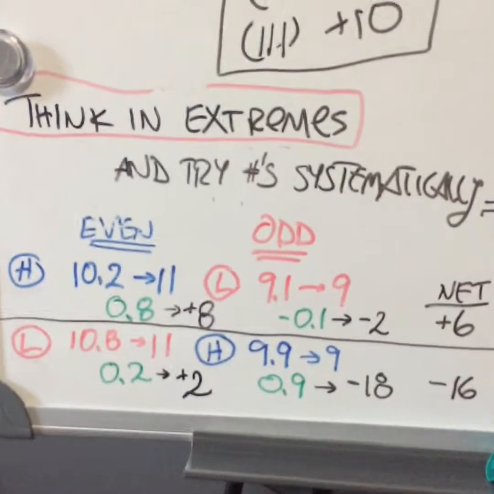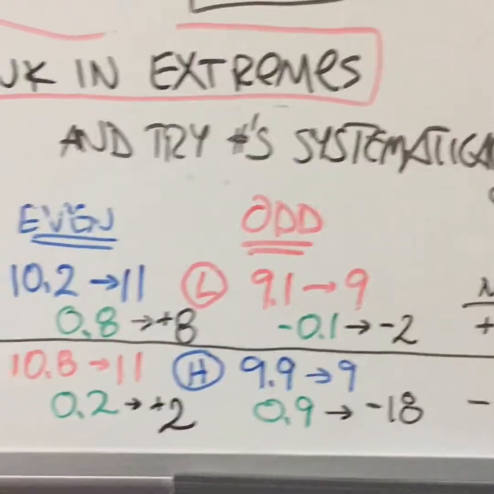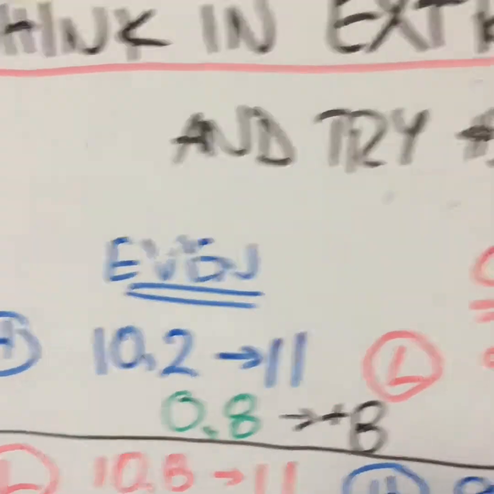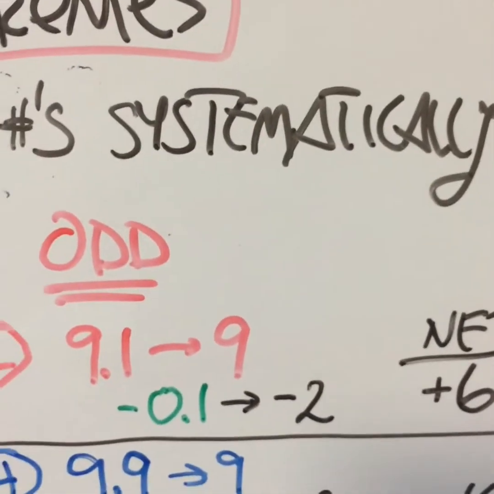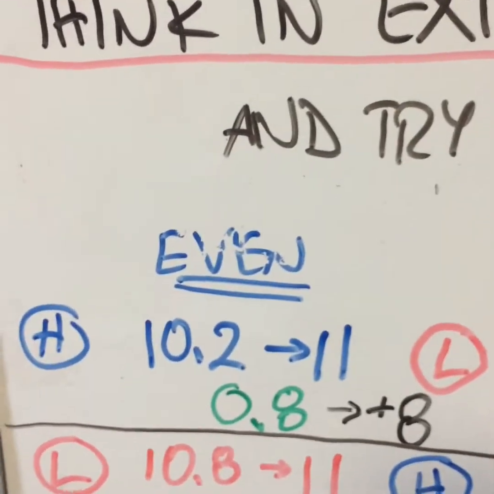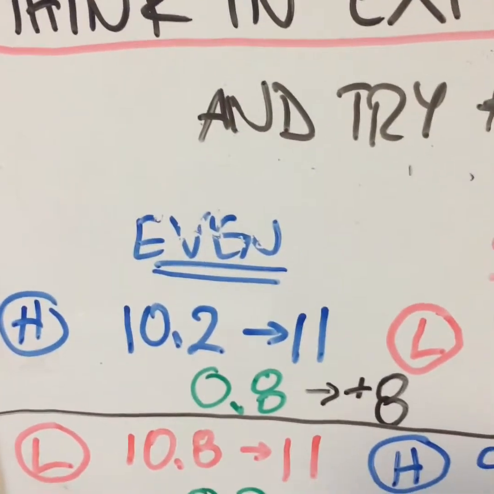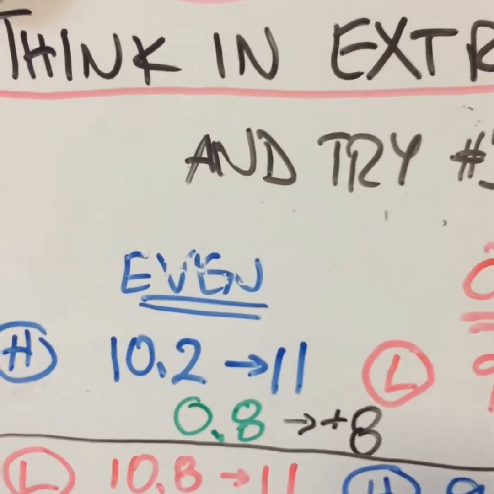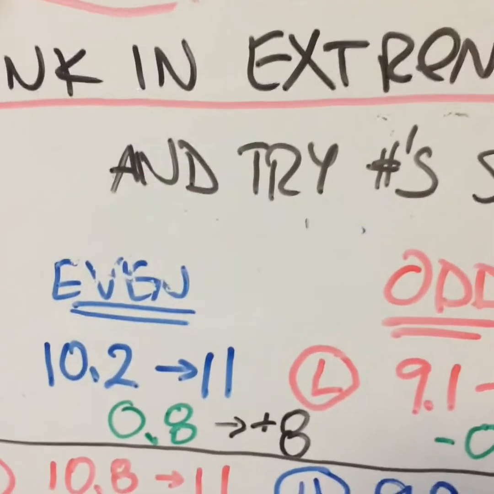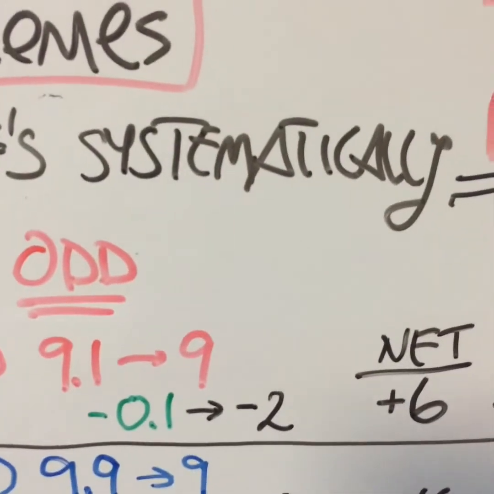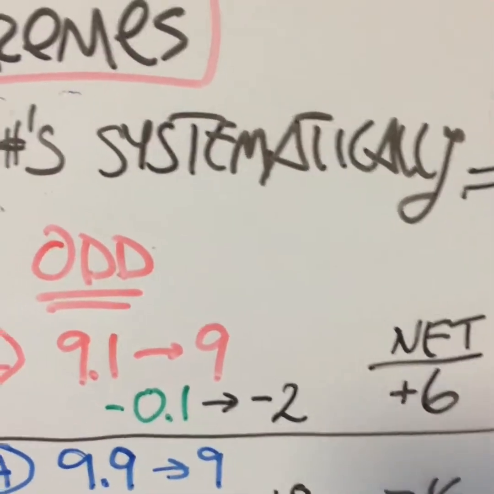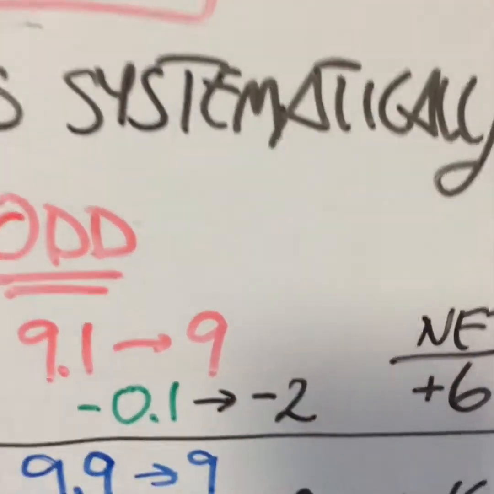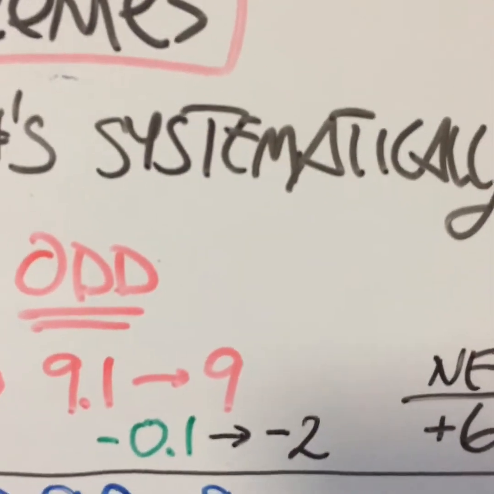Let me zoom in on that. So I've got even and odd. I tried first the numbers 10.2 and 9.1. The reason why is because I recognize that 10.2, when estimated to 11, gives me an E minus S of 0.8, and I really can't make it much higher than that. Whereas on the odd side, 9.1, where 1 is the lowest odd tens digit I can think of, 9 minus 1 down to odd is a negative 0.1.